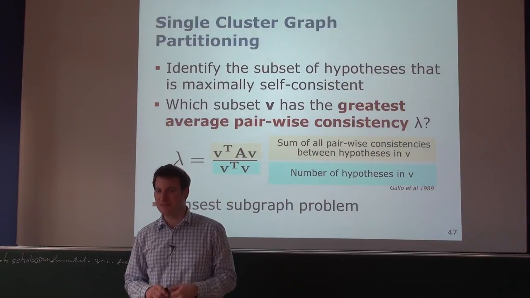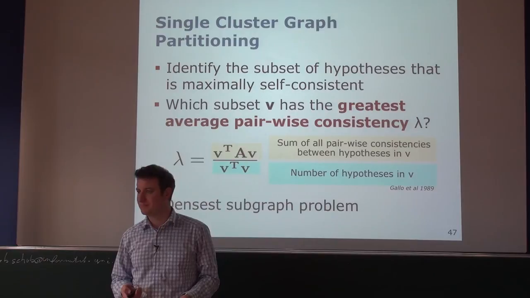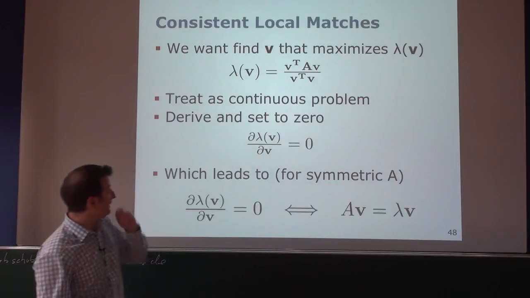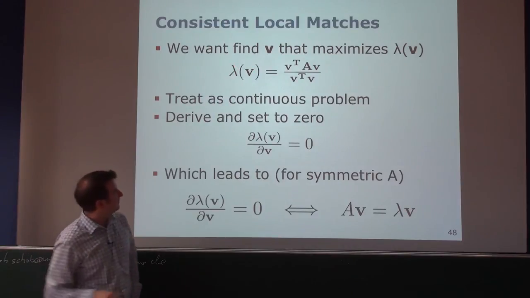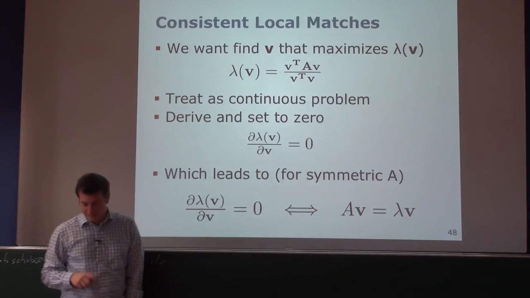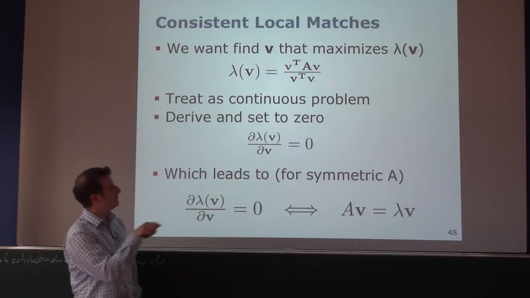Again, treat it as an optimization problem. I try to find the vector v which maximizes this function. That's exactly what is done. My lambda is now a function that depends on my variable indicator vector v, and I try to maximize this expression.